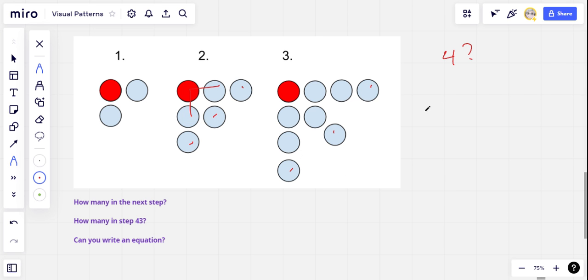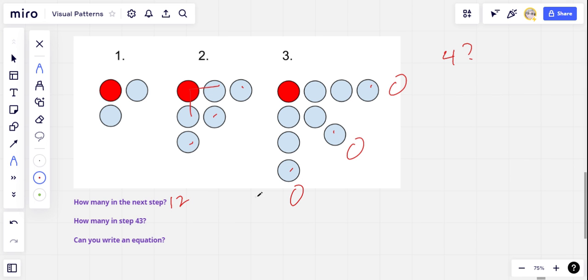So I would guess that in step number 4, we would just add another circle to each arm. So how many would that be? 5, 6, 7, 8, 9, 10, 11, 12. So I think 12 in step 4. That's going to be my prediction.